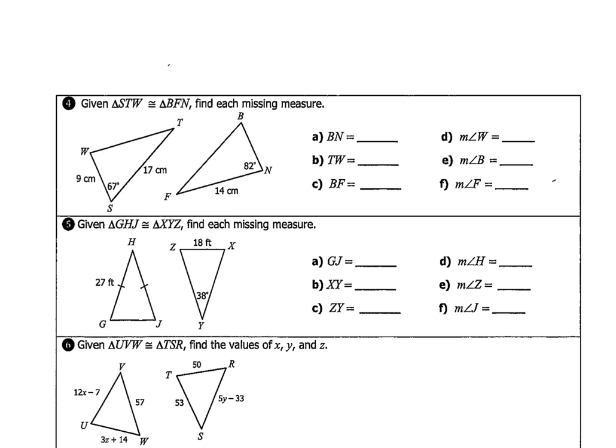So on this first one, it really has you just filling in a lot of information. So I just start checking things off one by one, right? Like I know WS, if I look at the order, matches up with NB. So I put another 9 here, right? 9 centimeters. Okay. And then I can just keep running through, and ST, look at the letters, that matches up with BF.